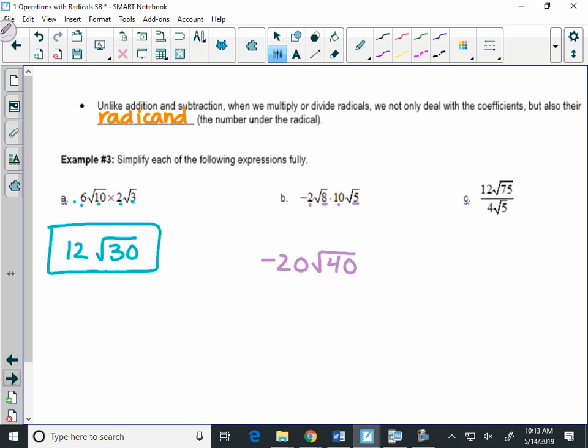Can we simplify radical 40? Yeah. There's a perfect square that can go into 40. What is the largest perfect square that can divide into 40? 4. How many times? 10. Don't forget, bring down that negative 20 out in front.